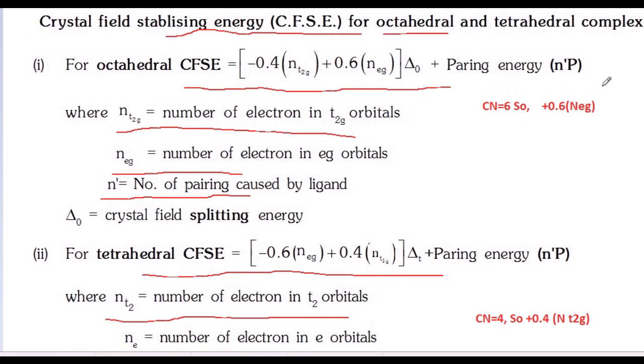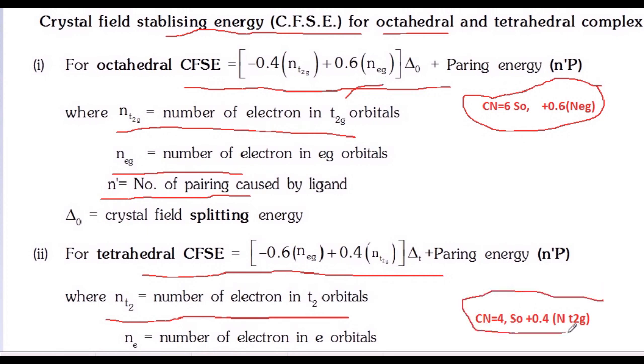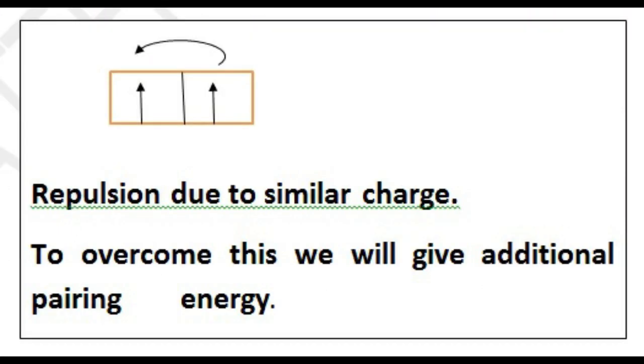If you can see, for an octahedral complex, the coordination number is 6. So to remember, it's always 0.6 that is positive, and the other part is negative. For a tetrahedral complex, the coordination number is 4, so look at this, the 0.4 part is positive, and 0.4 always belongs to the number of t2g state electrons, and 0.6 always belongs to the number of eg state electrons, right?